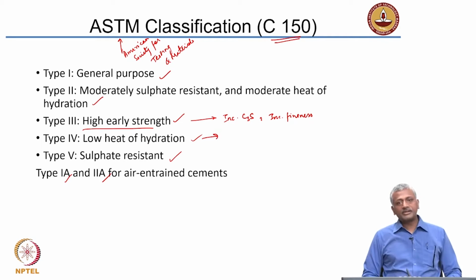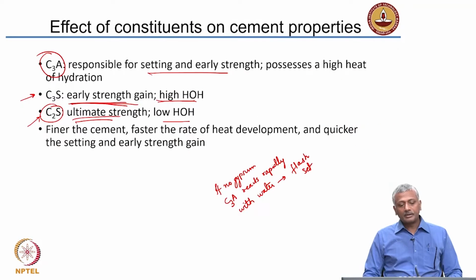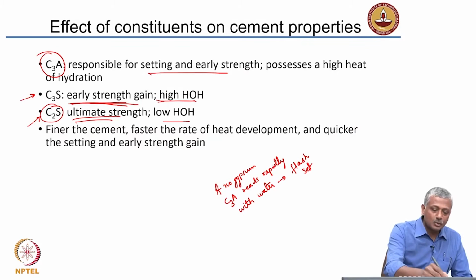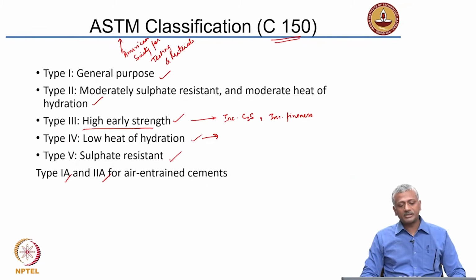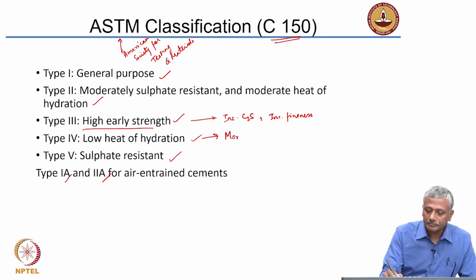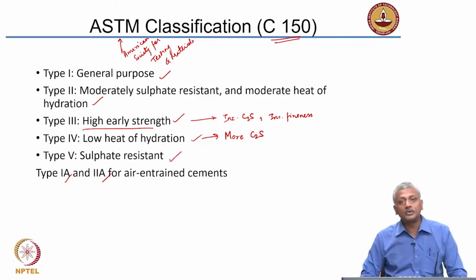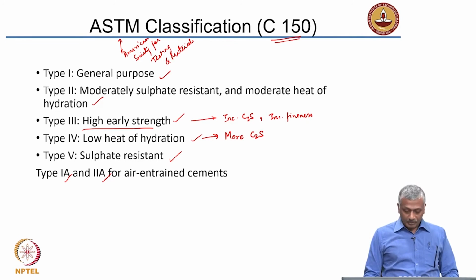What about low heat of hydration cement? We talked about the different cementitious compounds, right? And the one which had low heat of hydration was C2S. Okay. So C2S has low heat of hydration. So in a low heat of hydration cement, you will have more C2S as compared to general purpose cement. Okay, so this is how you actually look at producing different characteristics from the same set of compounds, right?